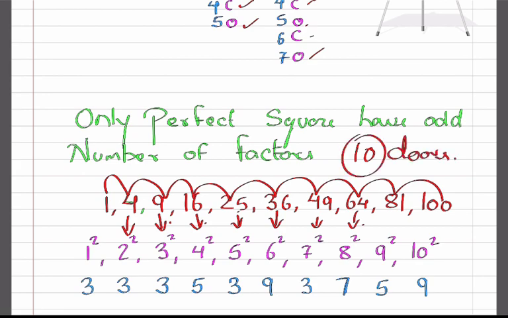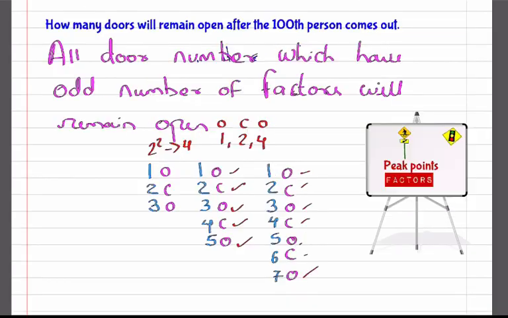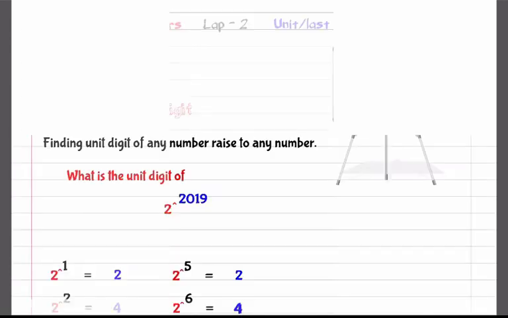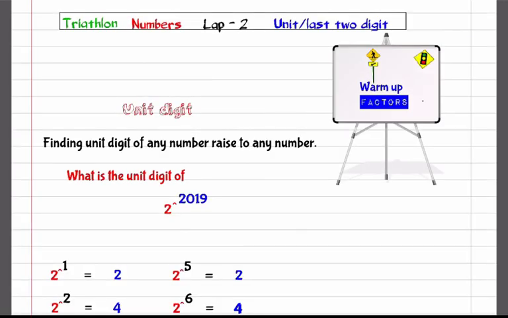So this was again one application of factors. Only the numbers which have an odd number of factors will have the doors open, and only perfect squares have an odd number of factors. So this was one application. If you knew this concept, you would have got this problem. Now we start with our lab 2, the last part of it.